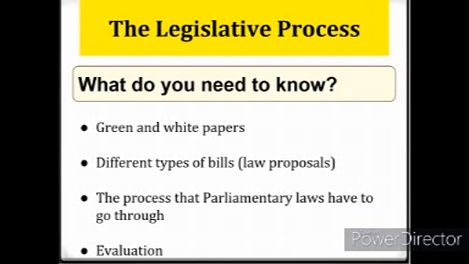This is the second lesson in our series of 3 lessons about the legislative process. We are focusing specifically on the OCR A Level Law course, and in the first lesson we covered the green and white papers section and the different types of bills. This lesson we're focusing on the process of legislation, so how a piece of legislation has to pass through the Houses of Parliament in order to become law.